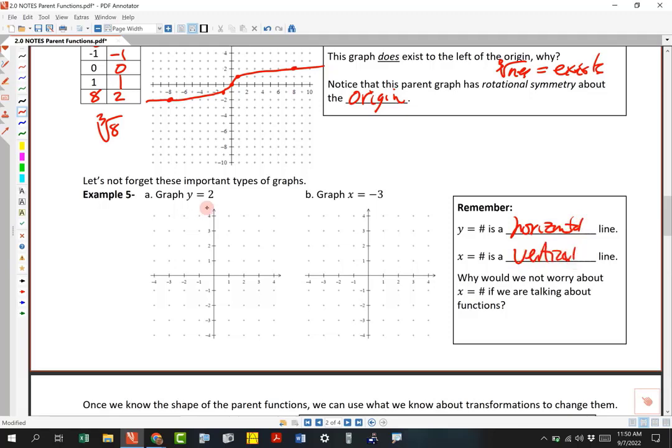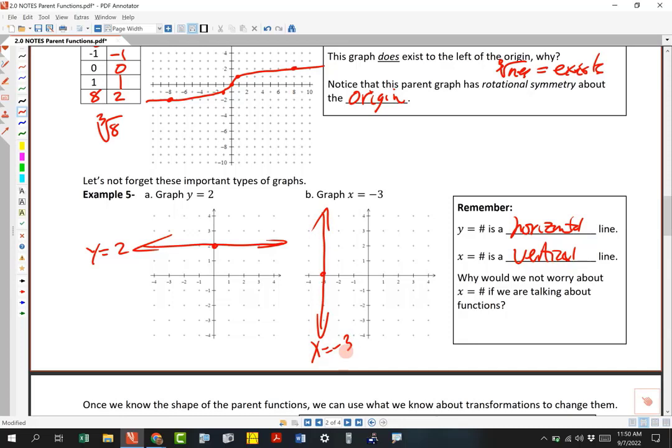So if we say y equals 2, this is the way I keep them straight. Y equals 2 tells us which axis it crosses. It crosses the y-axis at 2. It doesn't cross the other axis, so that would be y equals 2. X equals -3 would cross the x-axis. It tells us which axis it crosses. Crosses at -3, so this would be x equals -3.